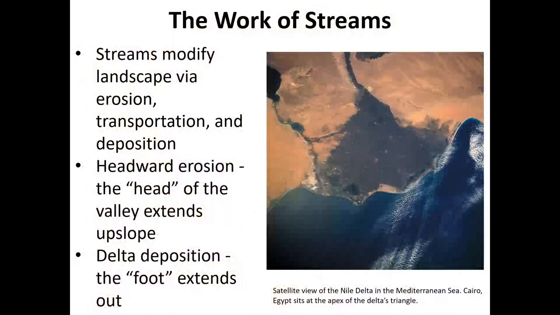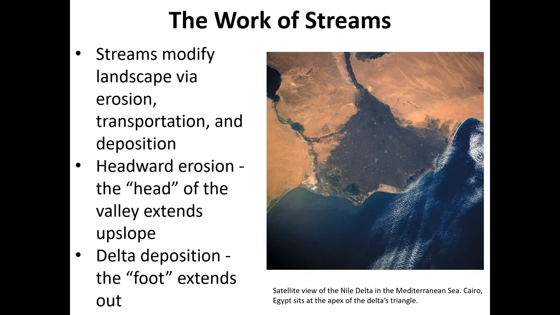So the work of streams. Streams modify the landscape using erosion, transportation, and deposition. And they often have deltas when they meet a larger body of water like the ocean. The picture here is of the Mississippi River Delta.